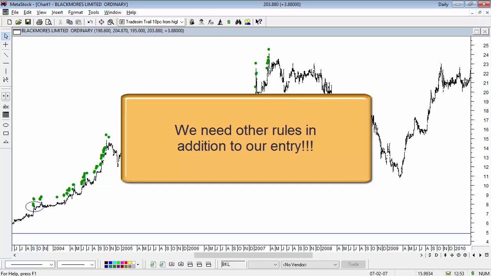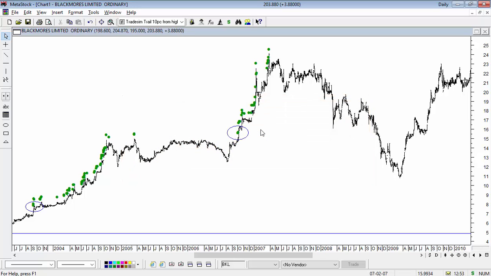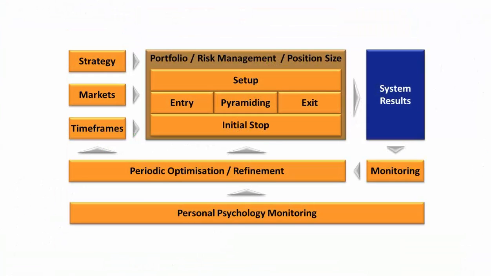And one of the other modules in the Enlightened Stock Trader Development Program I go through is all of the different components of a trading system. But if we keep it real simple for the purposes of this video, you need an entry trigger.